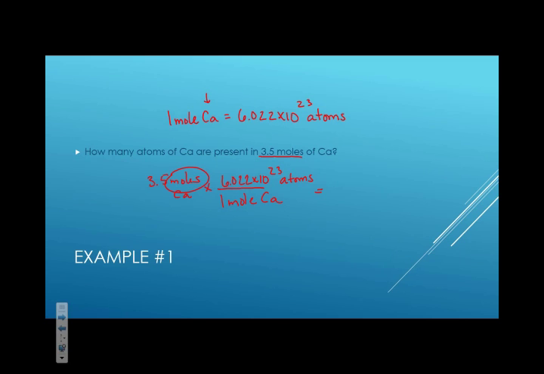So I'm going to put this in, and I end up with 2.1077. Checking my significant figures, I have 2 significant figures in the problem in my measurement, so only 2 significant figures in my answer. So I end up with 2.1 times 10 to the 24th, and my units are atoms, because my moles canceled.